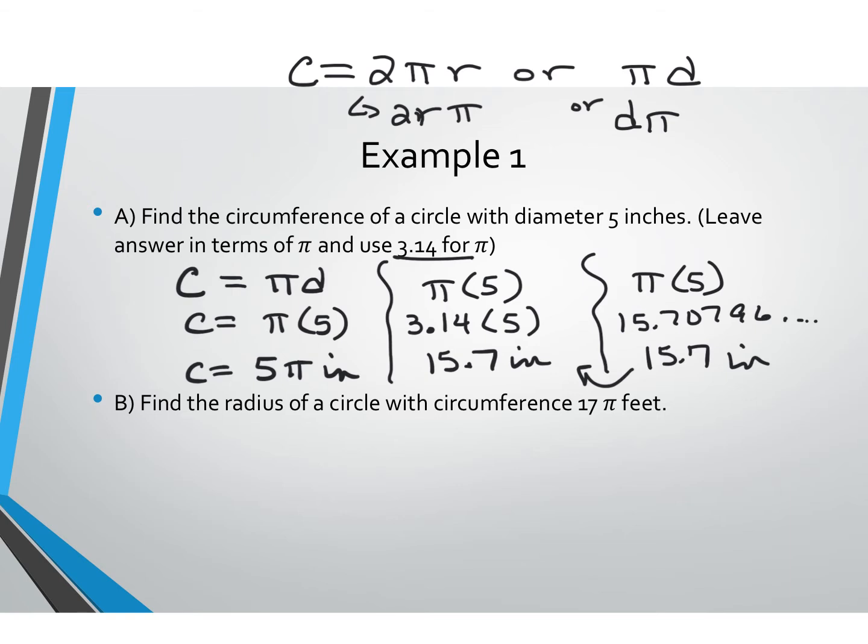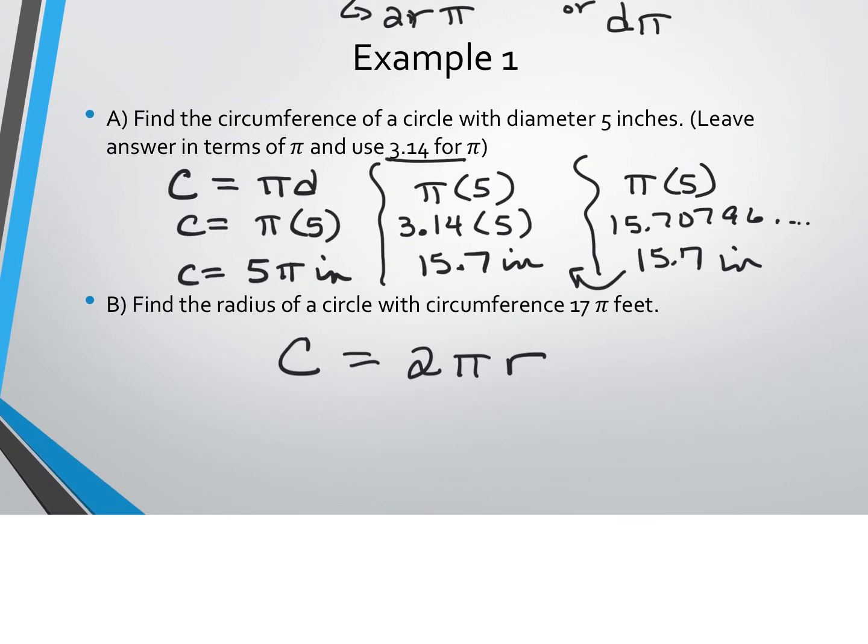Now it's asking us to work backwards for the formula. They've already given us the circumference calculated, and they want us to find the radius. So the formula I'm going to use is circumference is equal to 2 times pi times radius. I'm going to replace the letter C with the circumference they gave me, which is 17 pi. My goal here is to solve for r. So I need to divide both sides by 2 pi.